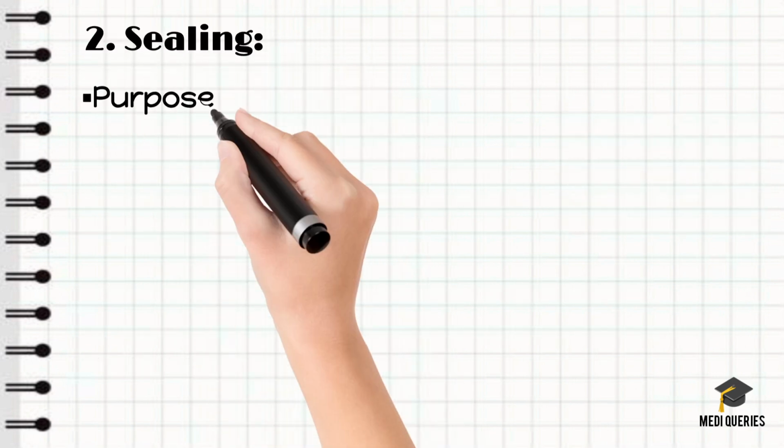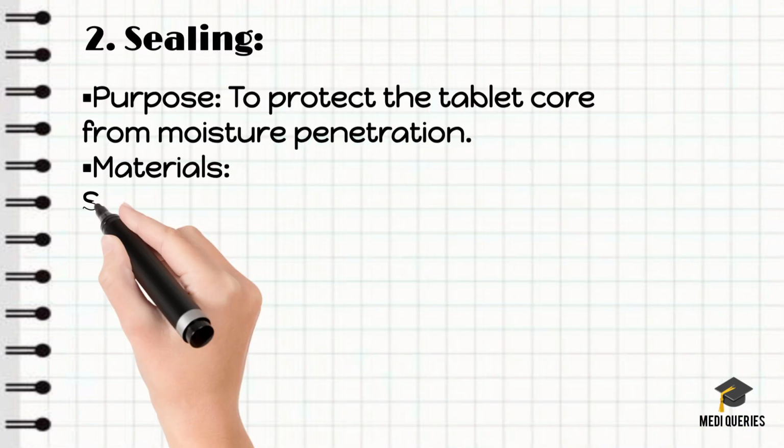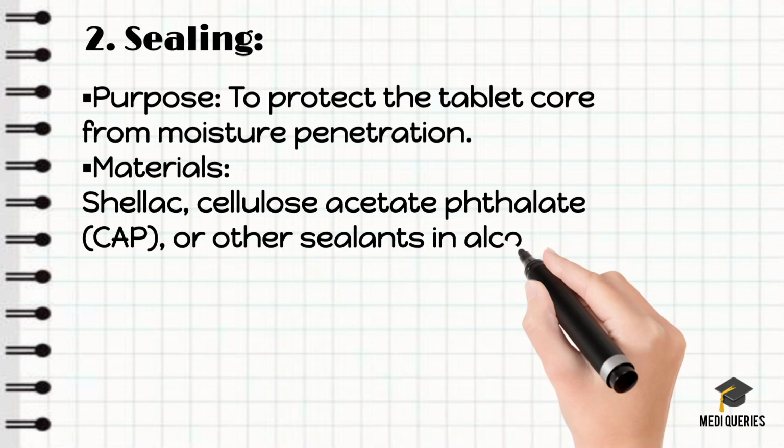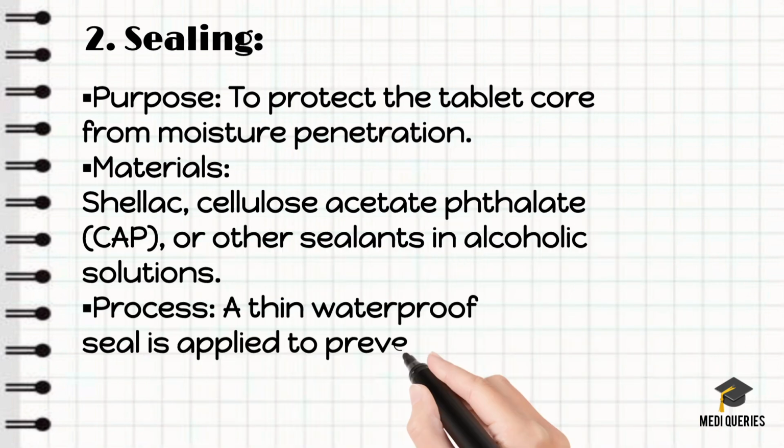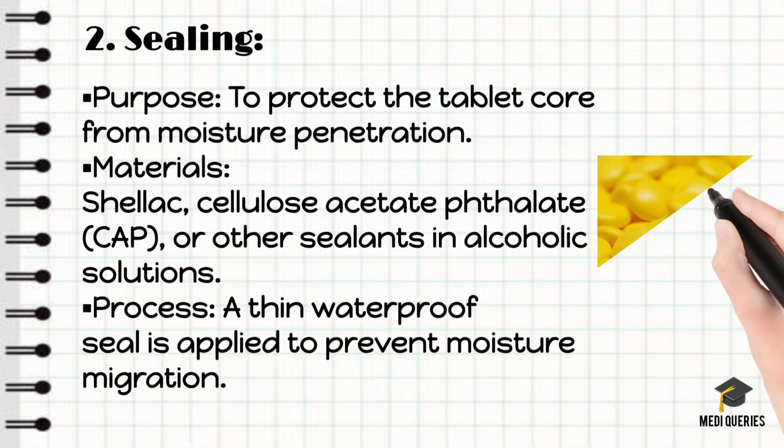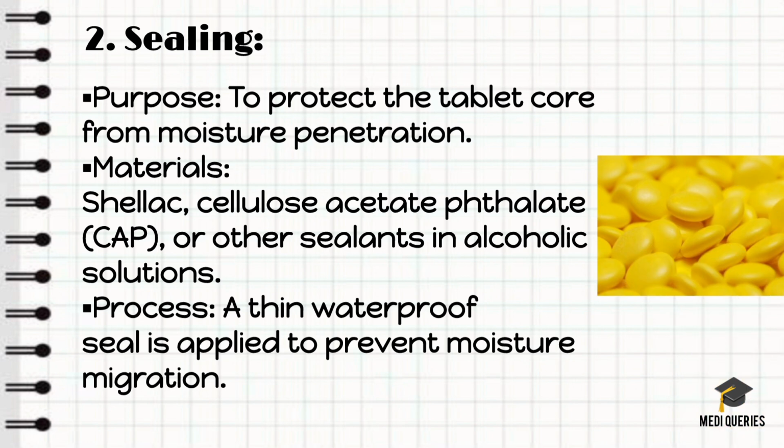And next one is the sealing. This is the second step in the sugar coating process. Here the sealing is done to ensure that a thin layer of waterproof material such as shellac or cellulose acetate phthalate is deposited on the surface of the tablet. The shellac or the cellulose acetate phthalate is dissolved in alcohol or acetone, and several coats are given in the coating pan. This will give a waterproof shield to the tablet.